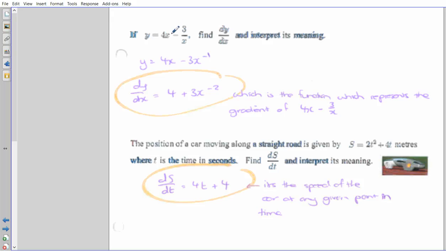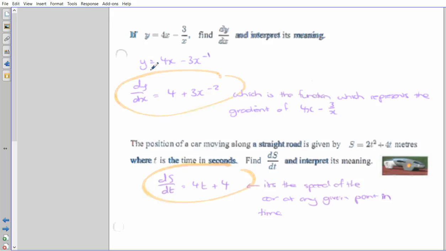If y equals 4x minus 3 over x, find dy dx, so basically find the gradient function and interpret its meaning. So first step, flatten the function because it's not flattened yet, so it's the original function, so don't call it dy dx, call it y equals still. So 4x is fine, that's been flattened. This is x to the power of positive 1, so change it to x, bring it up here and make it x to the power of negative 1. So minus 3 x to the power of negative 1. Congratulations, it's been flattened. Now we can do the calculus step.